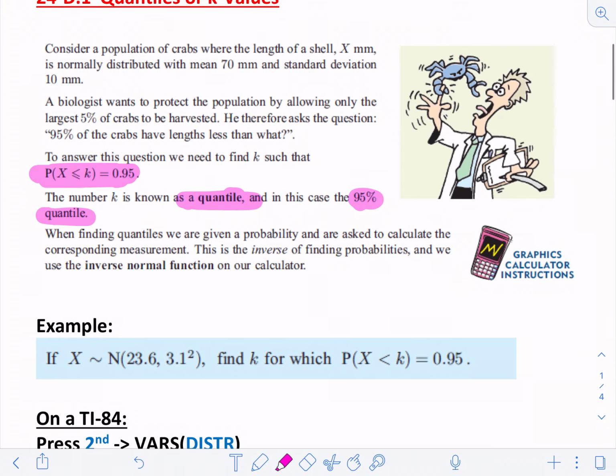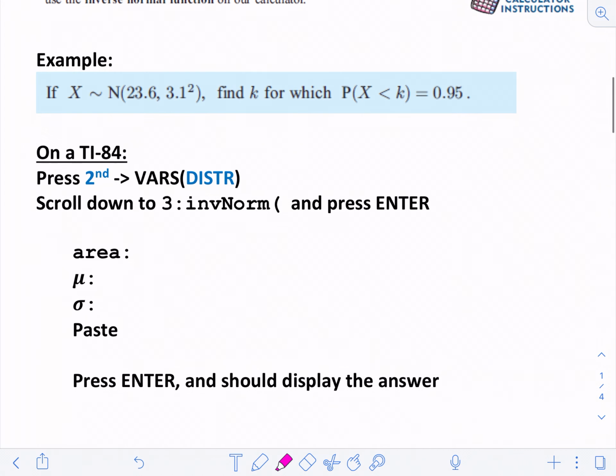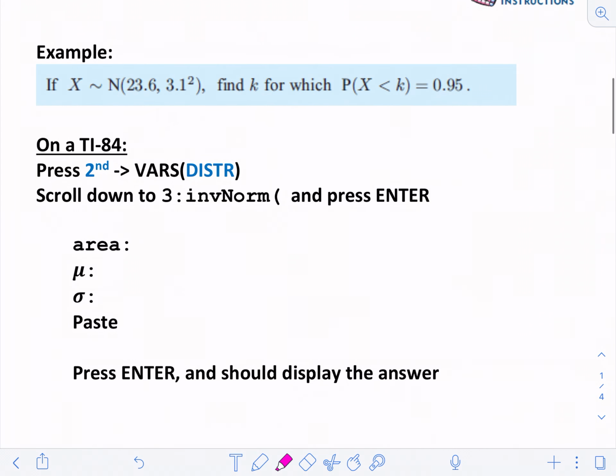So here is given a value where x is normally distributed with a mean of 23.6, right? So we know that's my mean. And then my standard deviation of 3.1, because that's standard deviation squared, that's the variance. And we want to find k for where the probability of x being less than k is 95%. So we want to see what that value of k is going to be.